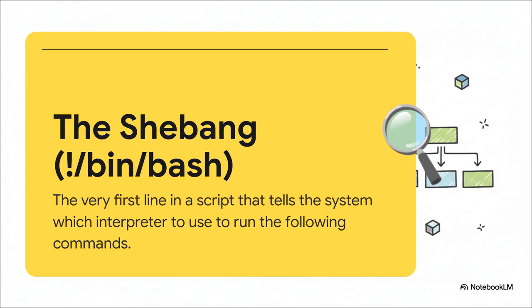So, what is that shebang thing? Think of it like a little note at the top of the page. It's the very first line, and it tells the operating system, hey, for all the commands that come after this line, I want you to use the bash program to run them. It's what ensures your script works predictably no matter where or how you run it. It's non-negotiable, gotta have it.